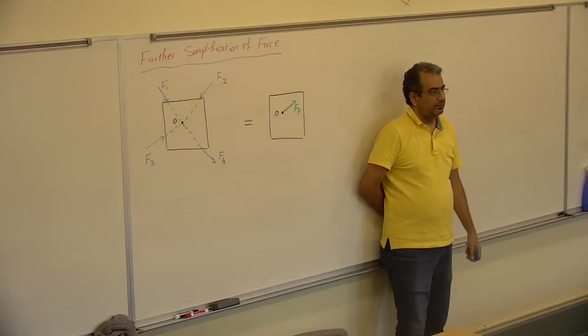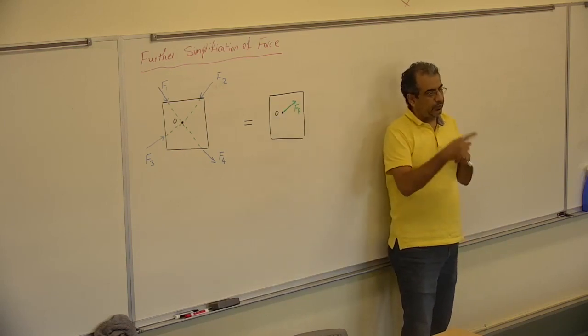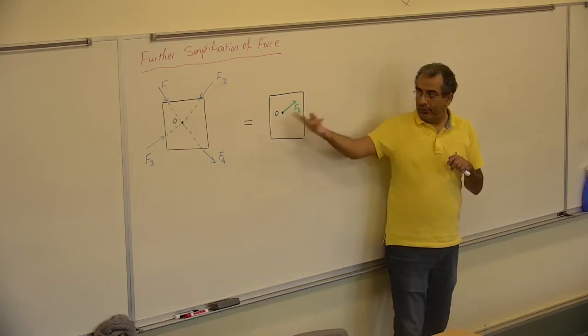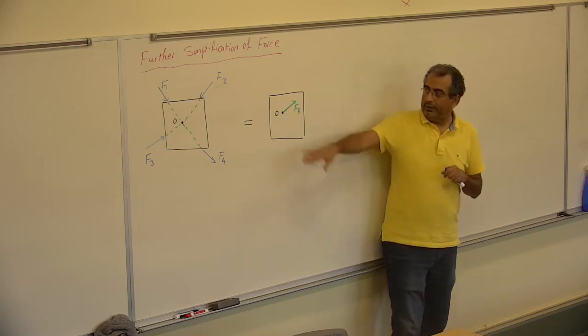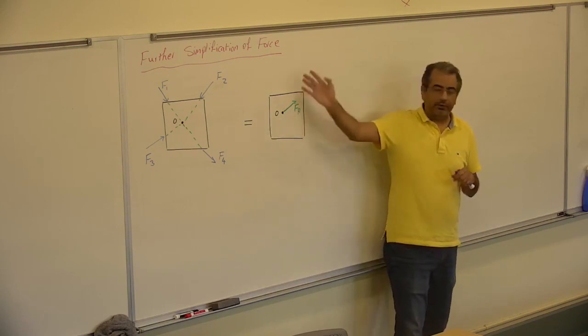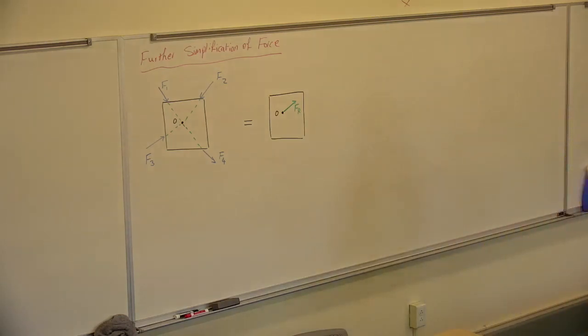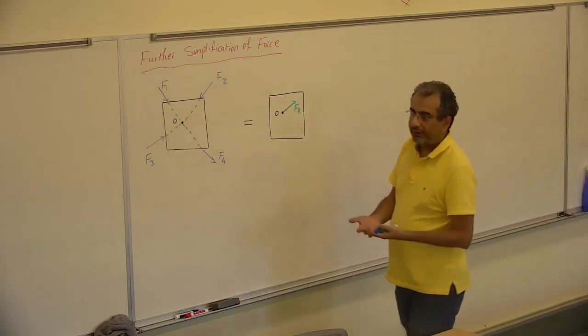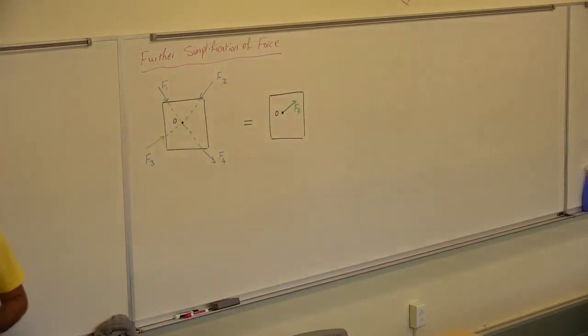So remember in the previous one, we reduced it to the single force and the single moment. Now we are reducing it only to the single force. No moment. So that's the first case, that if I can find a point that everything intersects. What if I cannot find a point that everything intersects? What if my forces are in a way that not all of them intersect at one point?